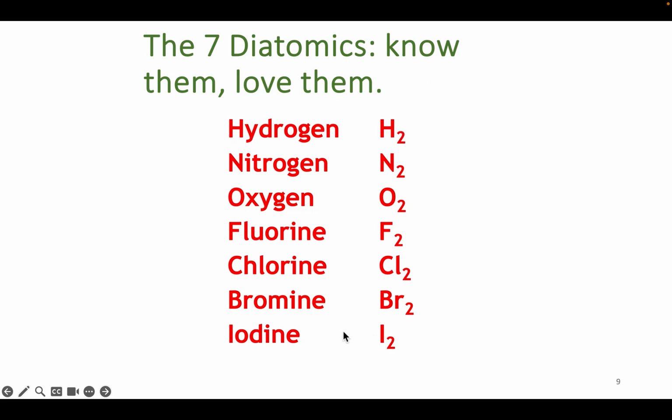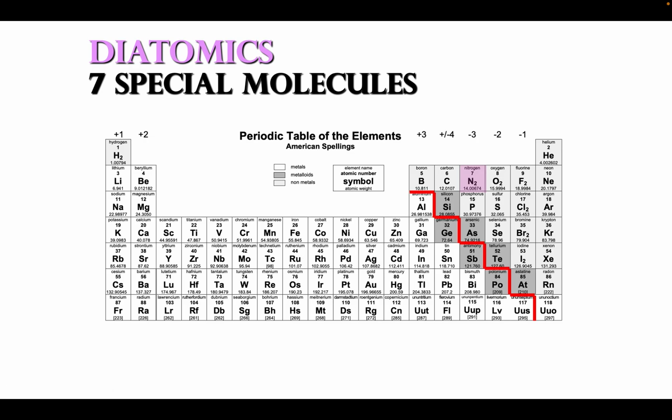These 7 things are a special case, and they have their own system of naming and formula writing. So if it's just any of these things by themselves, the name is just the unchanged name. You don't add IDE, you don't add a prefix, it's just the name. So again, these 7 diatomics, it's nitrogen, oxygen, fluorine, chlorine, bromine, iodine, and hydrogen. They kind of make a 7 over here, and if you want, you can draw a little subscripted 2 to denote them as the diatomics.